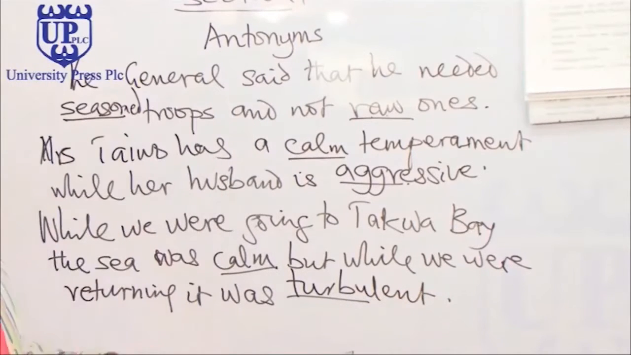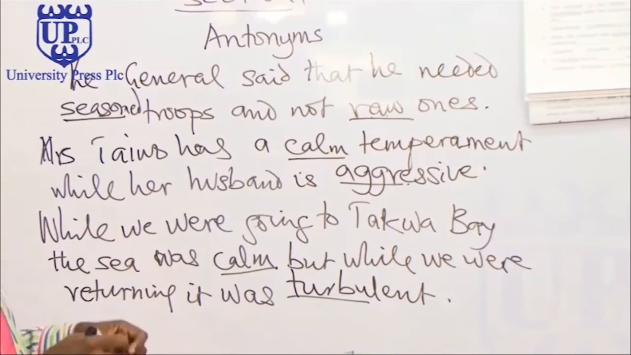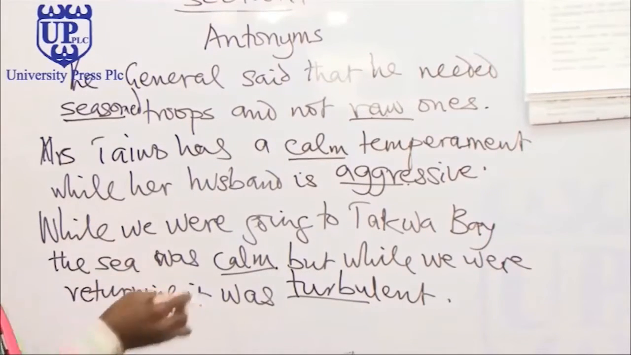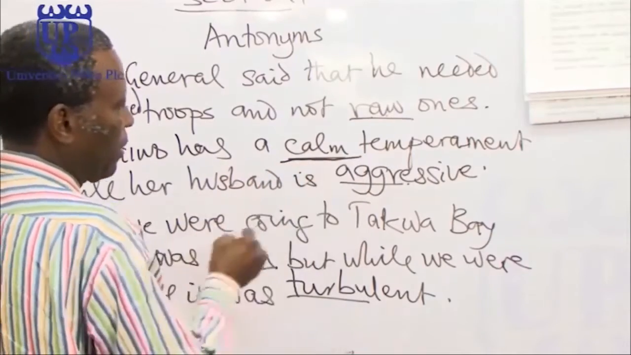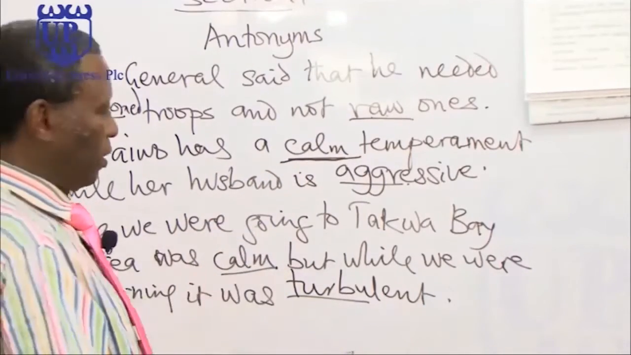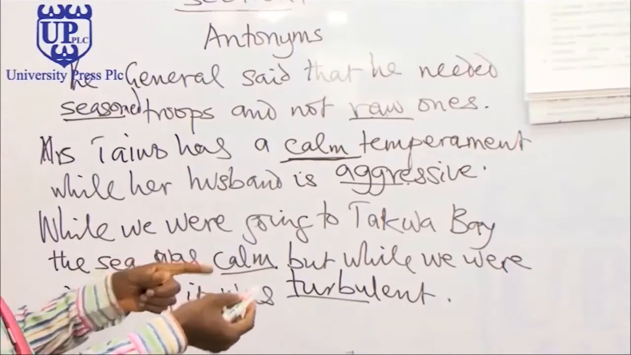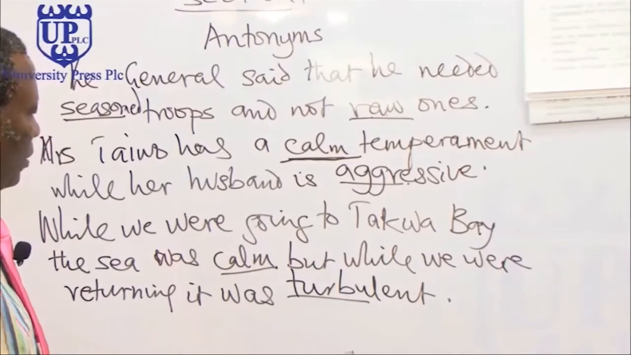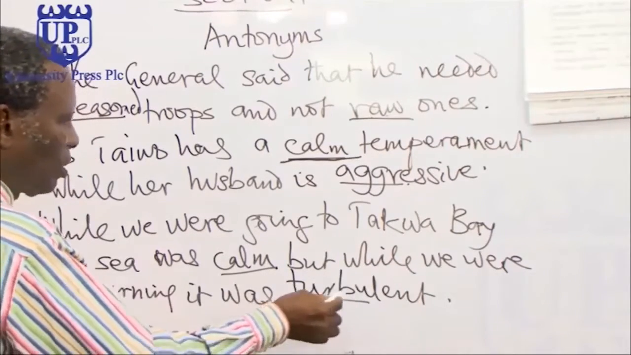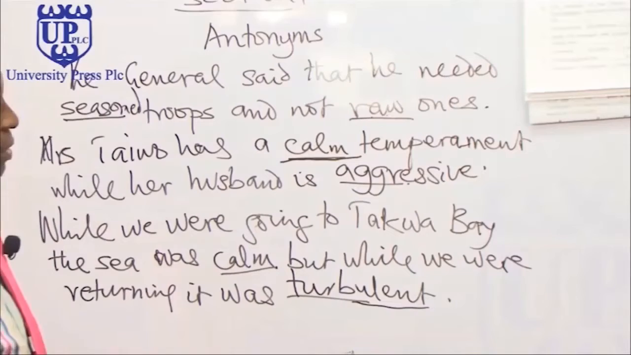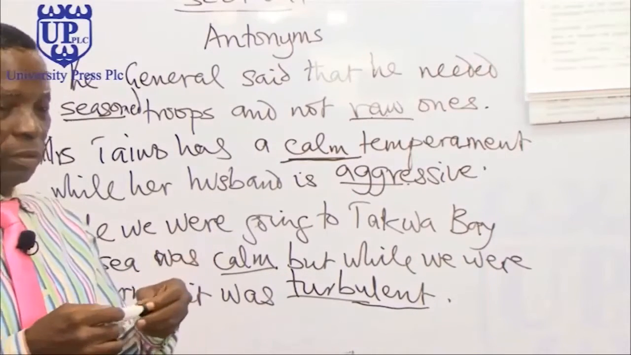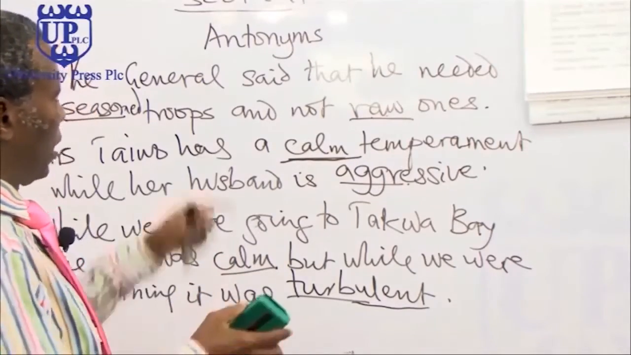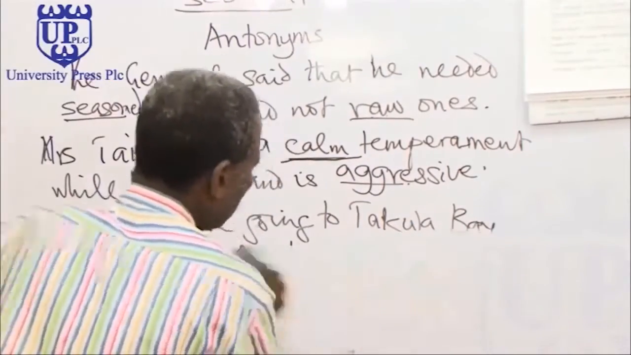I don't know whether you get the point I'm making: that a word has a meaning according to the context, and has an opposite according to context too. The context here, for example, is a calm temperament, and the husband has an aggressive one. But here, when we were going to Takwa Bay, the sea was calm, very cool, not moving. But while we were returning, it was turbulent, it was violent. That's what I mean by you have to look at the context of the word before you can give the word that is opposite in meaning, the antonym. That's section 1. Now section 2.